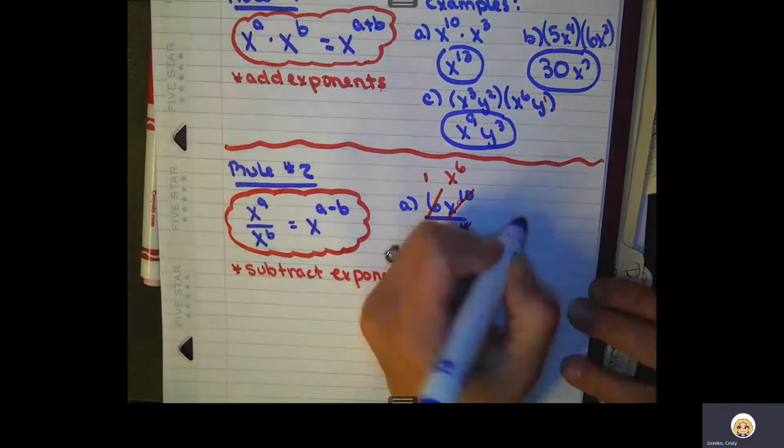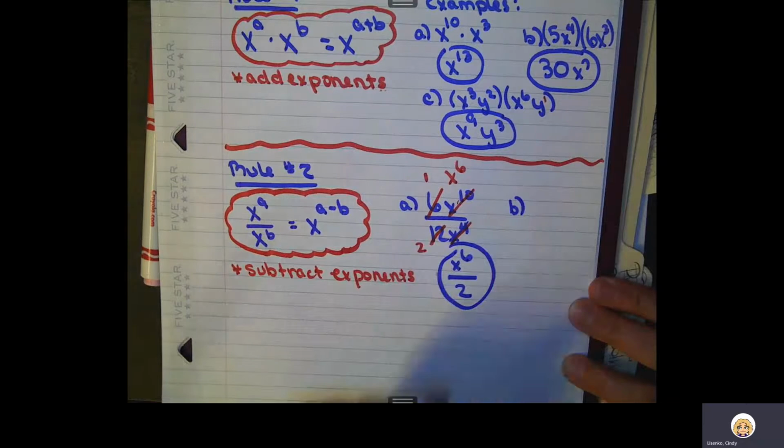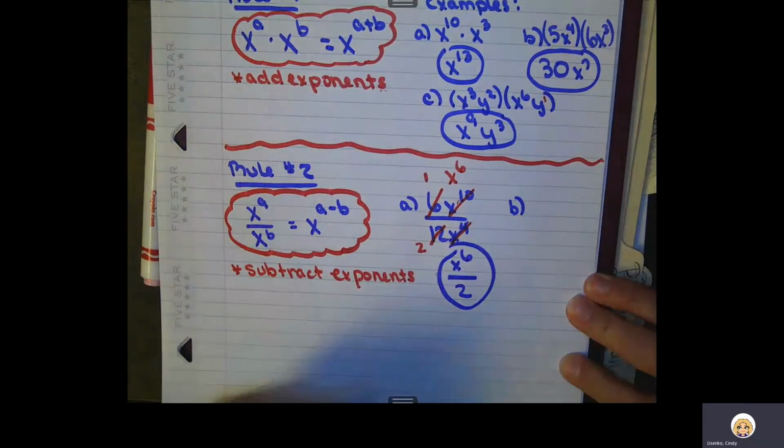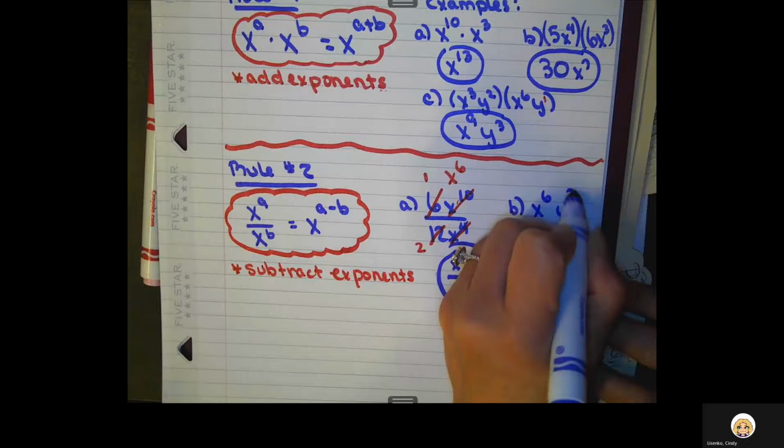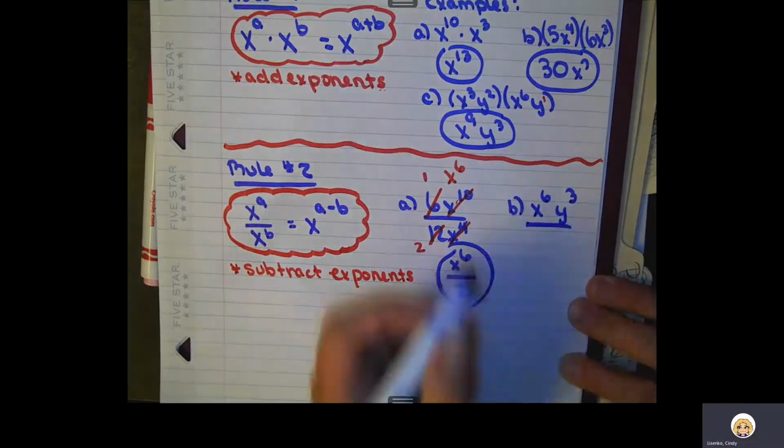Example B, one more. If we have x to the 6th y to the 3rd, and on the bottom, xy squared.